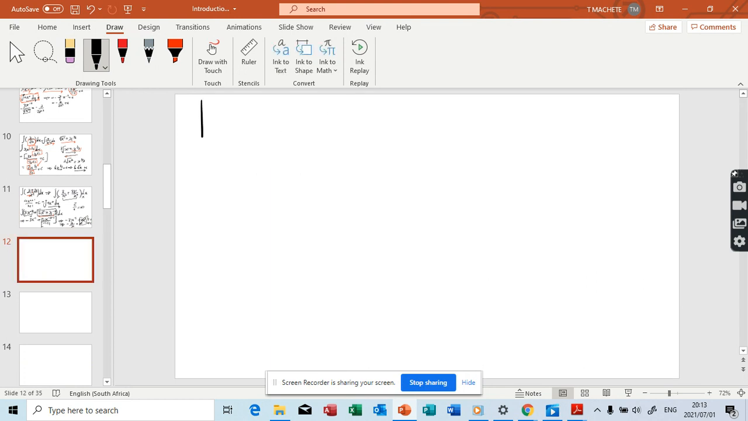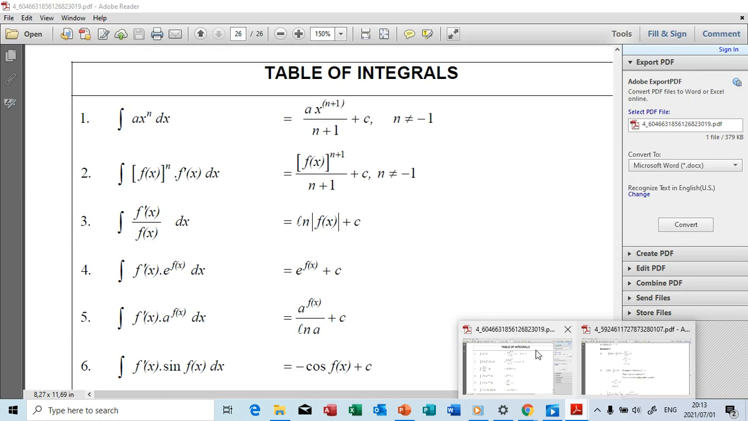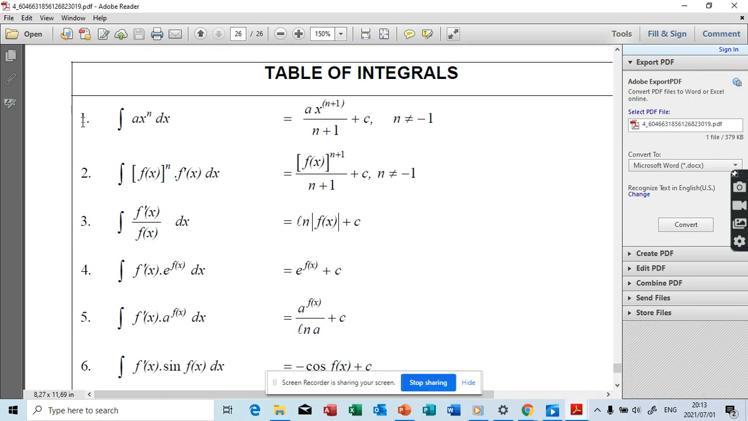Okay, let me show you something. So, you see, let's go back to the formula sheet. You see formula number 1, that's what we are doing. Formula number 1. Do you see it? It's on your formula sheet. Yes, you see it has got dx there.